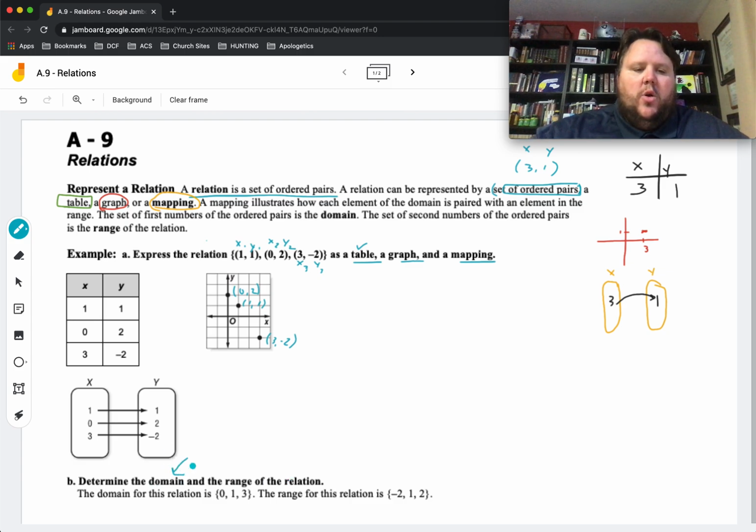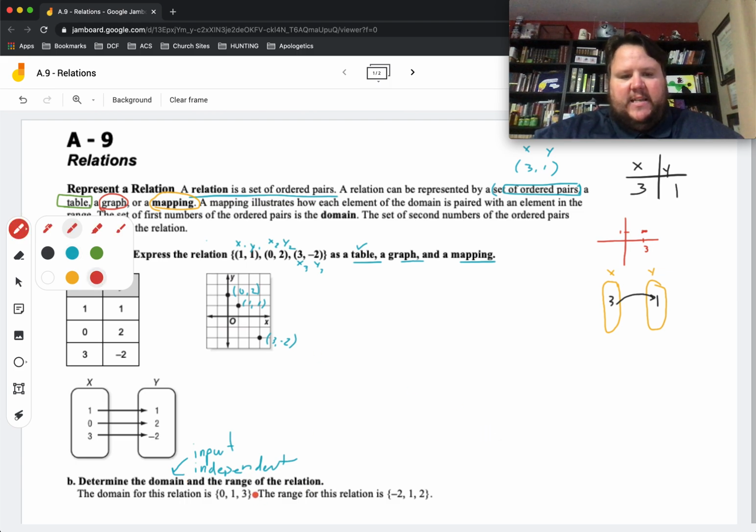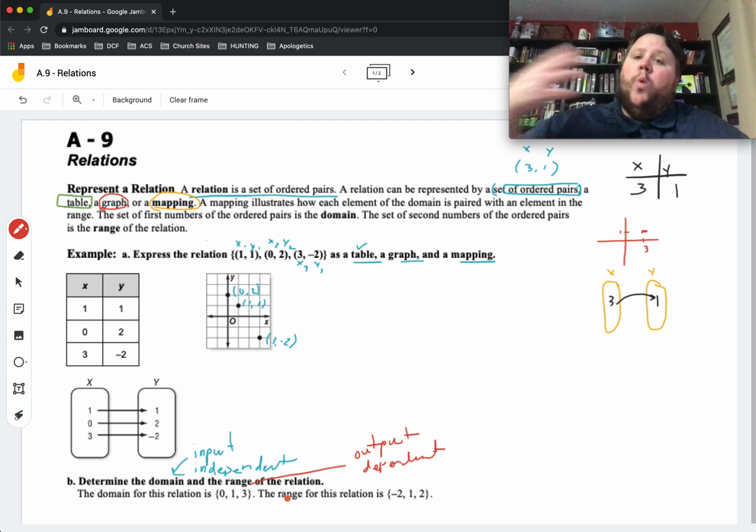So domain is input, or we also call these our independent variables. Independent. So that's our domain. Our range is output, or dependent variable. Dependent. So our range depends on what we put in. Usually our y depends on what our x is. We could put whatever x is, but y is going to be dependent on what x is.